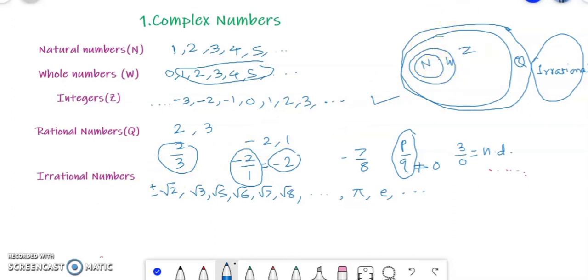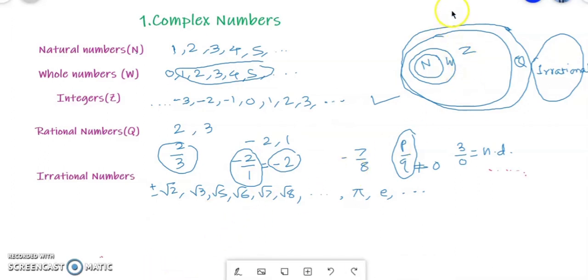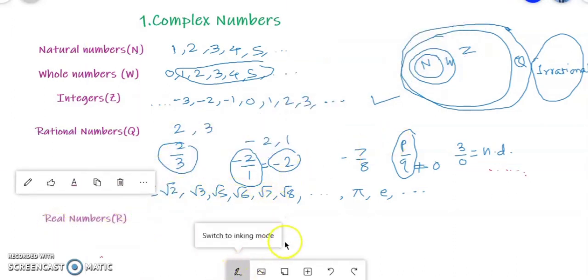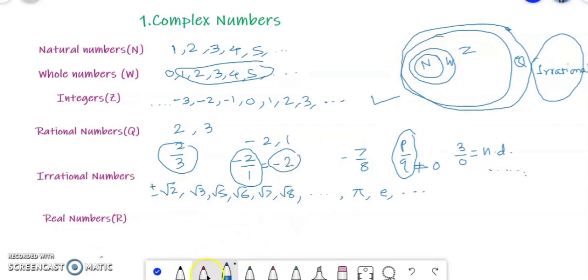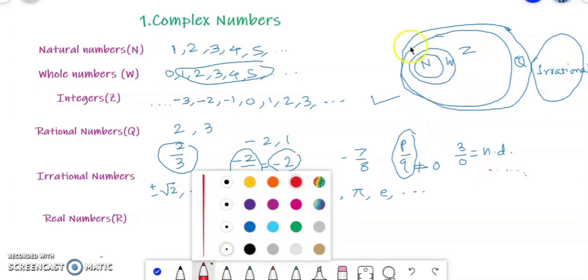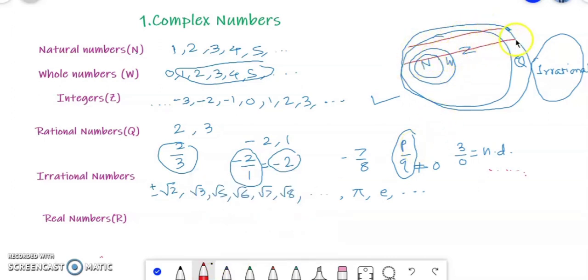Now, the last kind of set which I have not talked about yet, but you have studied, is the set of real numbers. Now, what are real numbers? The real numbers set is nothing but this whole thing together. Everything comes in the set of real numbers. That means, if you summarize, all these numbers which we have studied are real numbers.